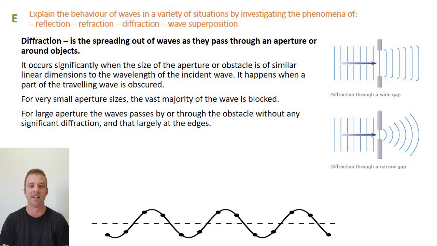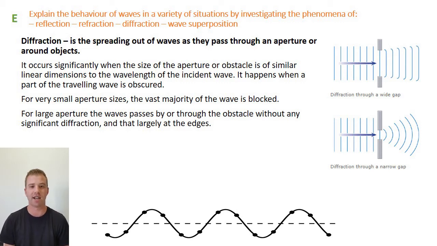I'm just going to be discussing diffraction and wave superposition today. So diffraction is a spreading out of waves as they pass through an aperture, a hole basically, or around objects. Okay, so for very small aperture sizes, the vast majority of the wave is blocked, and for very large, the waves pass through the obstacle without any significant diffraction, that is, only largely at the edges. Okay, so you can see that with the two diagrams there on this slide.